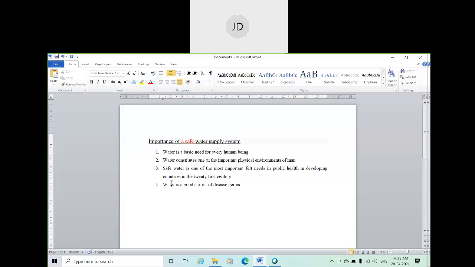So that water should not come in contact with other disease-creating germs or bacteria. For that we need to go for treatment and proper distribution of water to that particular area. So these are the four points we're going to discuss in the class.